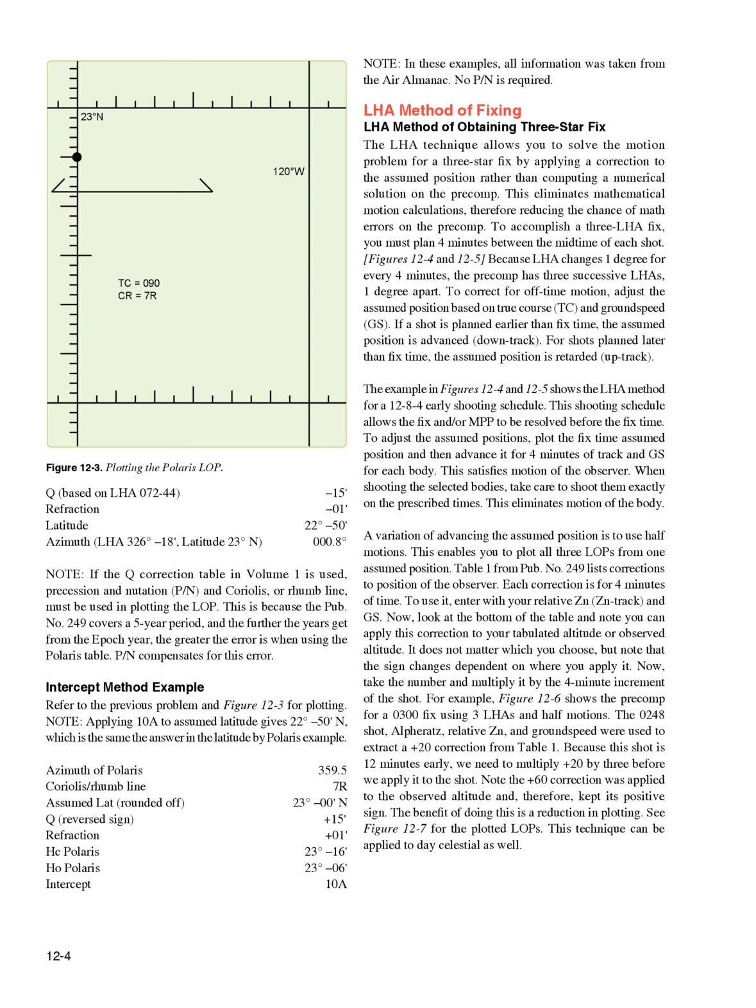For example, Figure 12.6 shows the precomp for a 0300 fix using 3 LHAs and half motions. For the 0248 shot, all four of AUTs, relative ZN, and ground speed were used to extract a +20 correction from Table 1. Because this shot is 12 minutes early, we need to multiply +20 by 3 before we apply it to the shot. Note the +60 correction was applied to the observed altitude and, therefore, kept its positive sign. The benefit of doing this is a reduction in plotting. See Figure 12.7 for the plotted LOPs. This technique can be applied to day celestial as well.